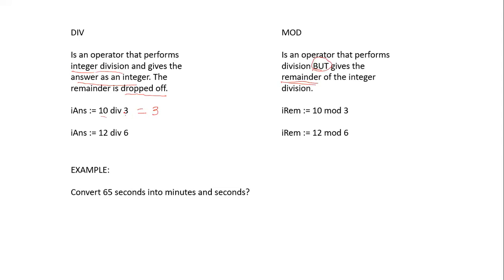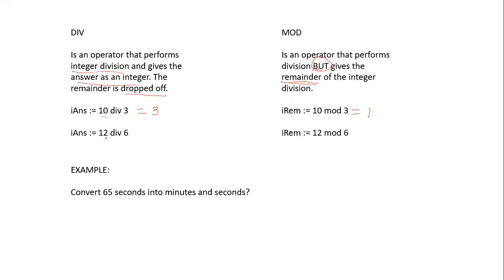But how many is left over after the division? So 3 can go into 10 3 times, and the remainder is 1. So 10 mod 3 in this case will give us 1, which is the remainder of the division.